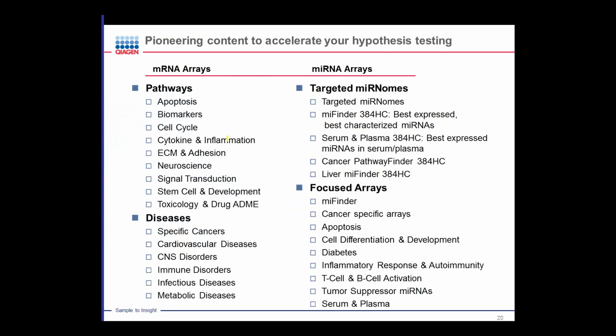So just some examples of content. We do have arrays that are focused on pathways. For example, apoptosis is very popular.